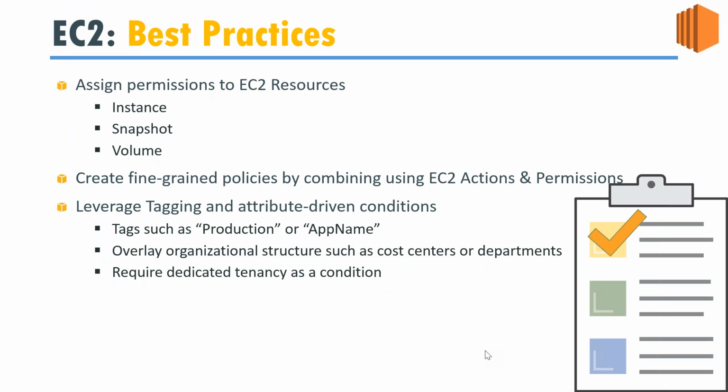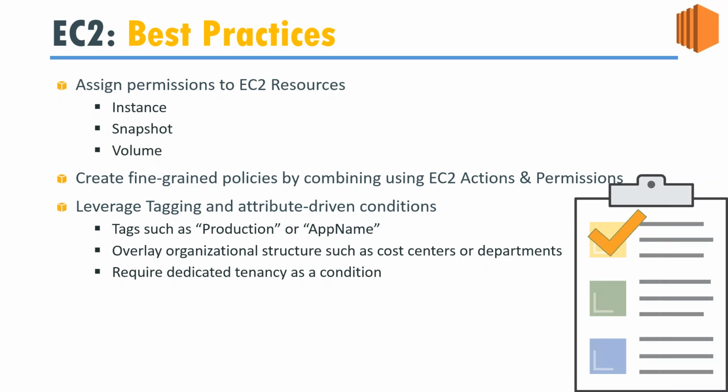There's finally something more, a snapshot of all the best practices. When we talk about EC2, always assign permissions to EC2 instances, that is your instance, your snapshots, your volumes, so that only the appropriate people have access to those EC2 resources. And when you're talking about the IAM policies for EC2 actions, create fine-grained policies. Do not use a star because it gives all the permissions, whether you want them to reboot the instance or you want to just monitor the instance.